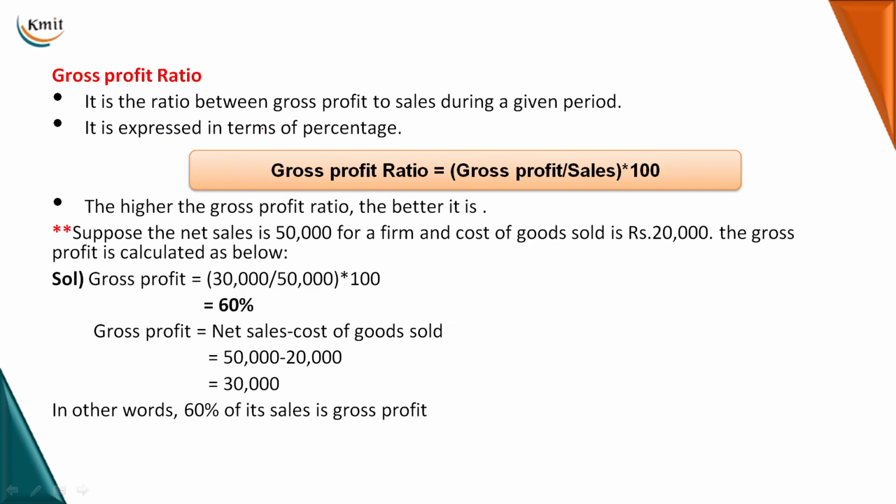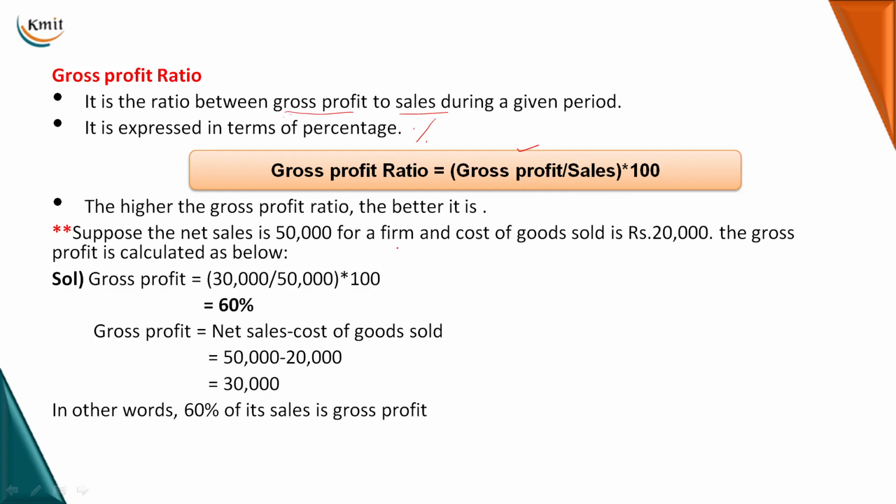Gross profit ratio. Gross profit ratio is the ratio between gross profit to sales during a given period of time. It is expressed in terms of percentage. Gross profit ratio is equal to gross profit divided by sales into 100.